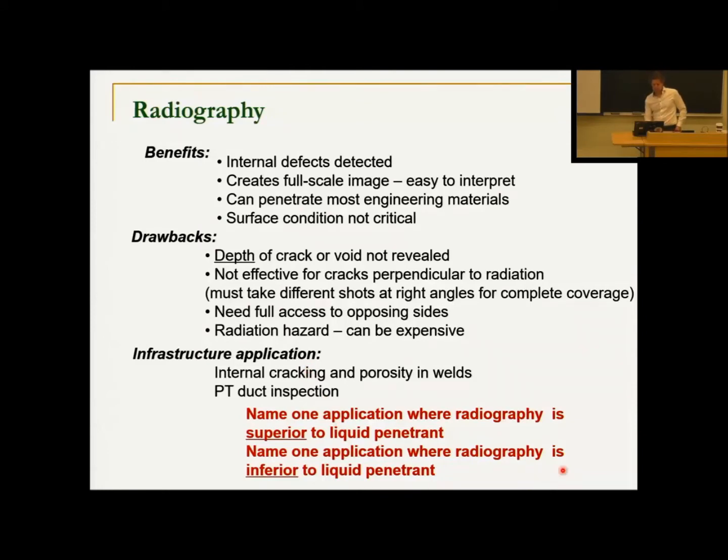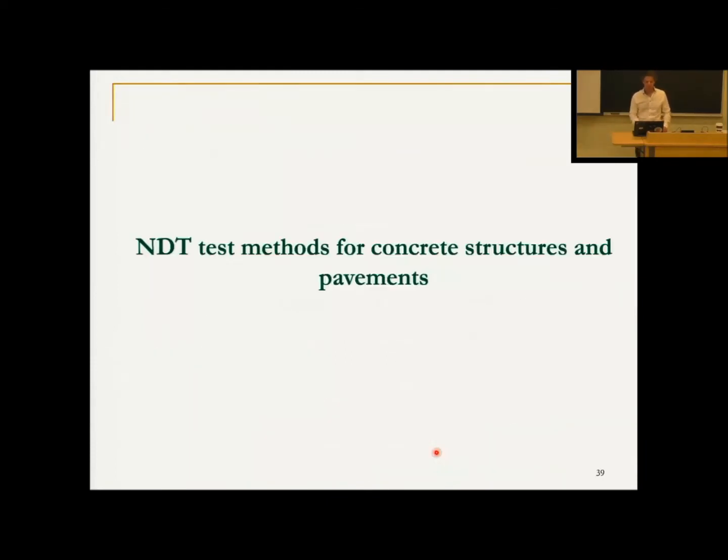But if, on the other hand, we can think of an application where radiography is inferior, that could be a case where we have a surface breaking crack that immediately diverges away from vertical, and therefore X-ray would have a hard time finding that. Or if we don't have access to both sides, we're looking at a pipe, for example, in a functioning tubing system, and we can't stop operation and put a film on the inside of the tube, but we can apply dye penetrant.